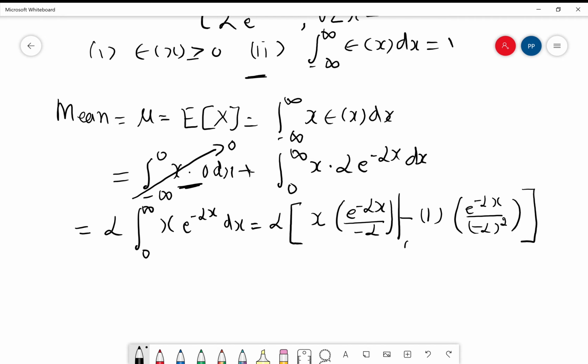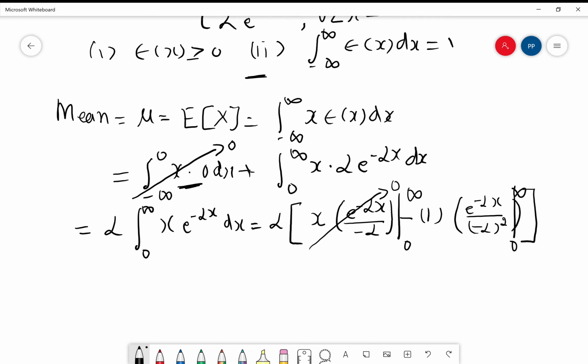Now take the limits, and we can show that the value of the first integrated term is 0. The upper limit is 0 because of that e power minus alpha x. The lower limit is 0 because of x. Since alpha is positive, e power minus alpha into infinity becomes e power minus infinity, which is 0.